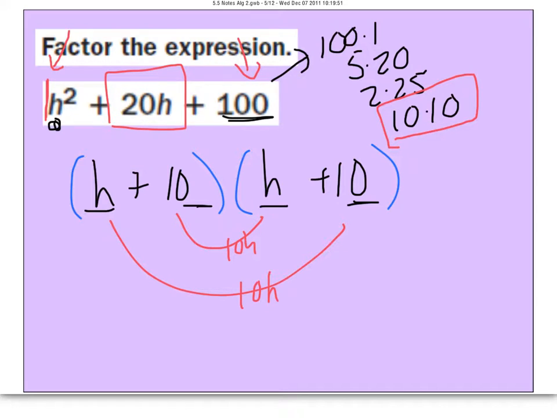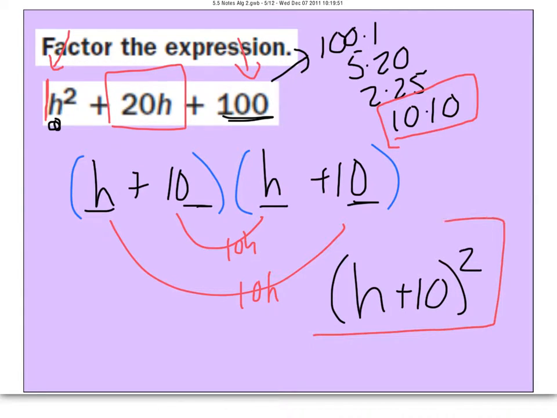Now in upper level math, this would not be considered a simplified answer. Do notice that h plus 10 and h plus 10 shows up 2 times. So we can actually crunch these together and show that it is happening twice by doing this. H plus 10 squared. This here is typically how you would write the simplified answer for this problem.